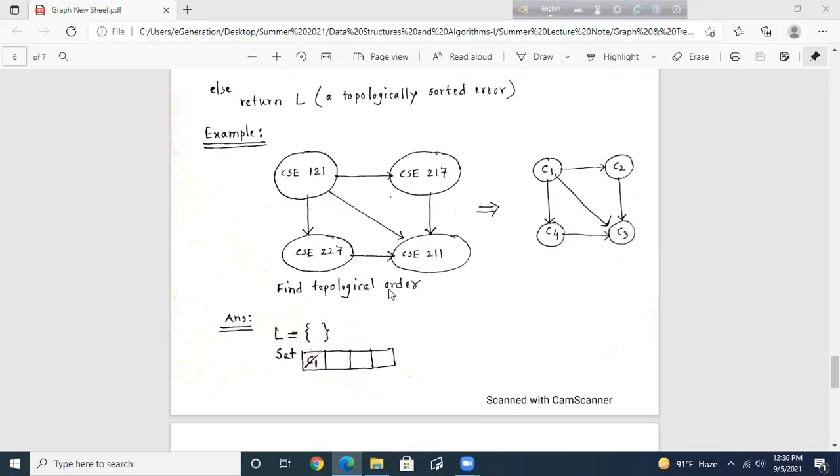Now I have to find out the topological order. Dear student, already I told you for topological order, the graph should be directed, and there is a direction in the graph. So the first condition is satisfied. Another condition I told you was that the graph should be acyclic, and this part does not contain any cycle.